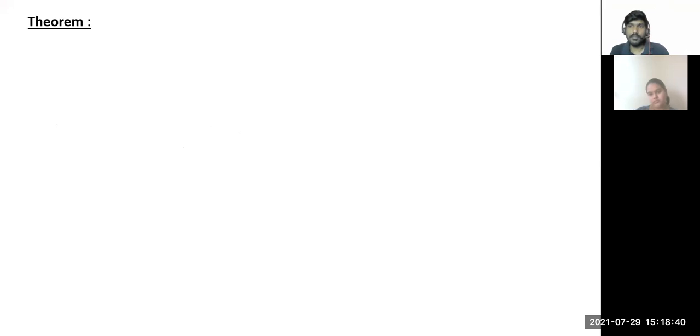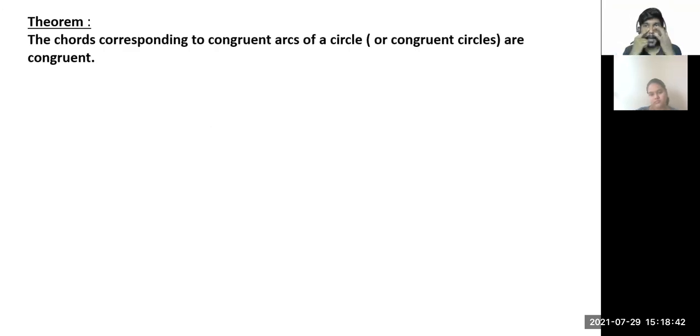with the new theorem, that is the chord theorem. The statement of this theorem goes like this: the chords corresponding to congruent arcs of a circle are congruent. Corresponding means which is right in front of it. That means if the arcs are congruent to each other, then the chords which are in front of those arcs are also congruent.